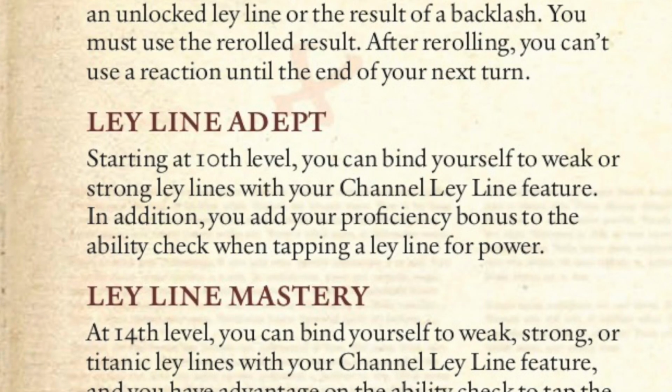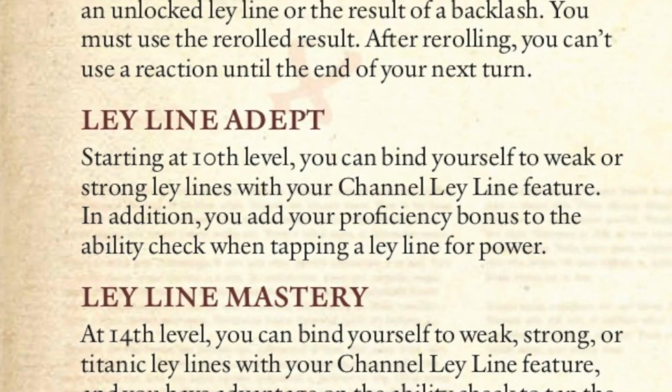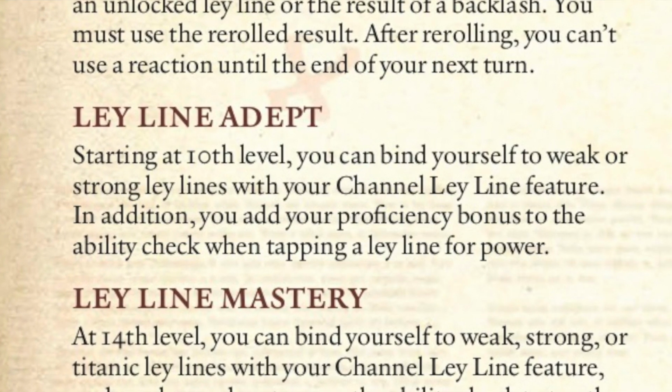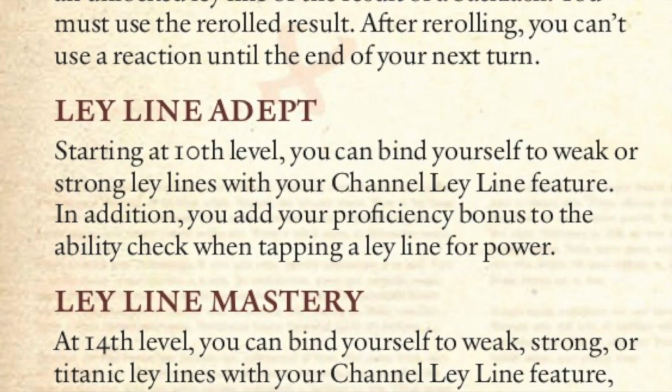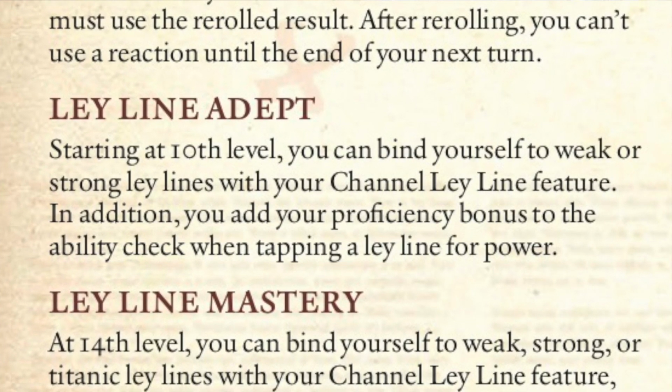So Ley Line Adept, starting at 10th level, you can bind yourself to weak or strong ley lines with your Channel Ley Line feature. In addition, you add your proficiency bonus to the ability check when tapping a ley line for power. That goes into, in order to use the ley line, you have to make an ability check, because if you don't, that's what can cause the backlash. Yeah, so it makes you better at doing it. You're going to be more successful.